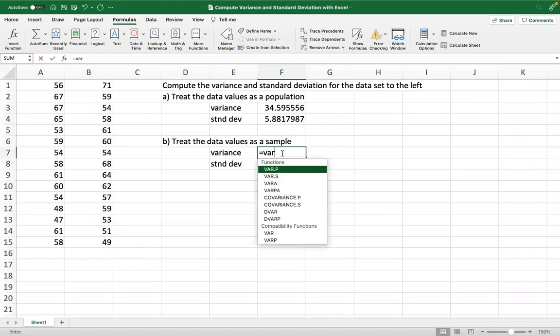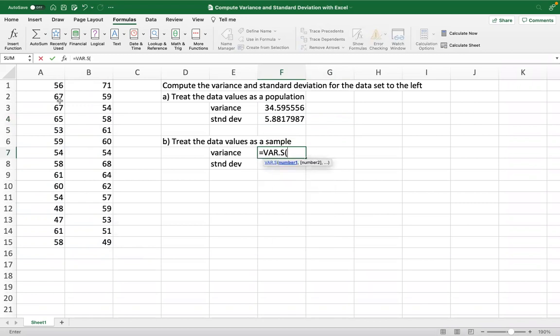So we're going to use the same formulas, except we're going to use the .S because it's a sample. So I'm going to use the same data set, close the parentheses, and you can see my variance is slightly higher. And that's because we're dividing by a smaller number, right? We're dividing by n-1 instead of n.